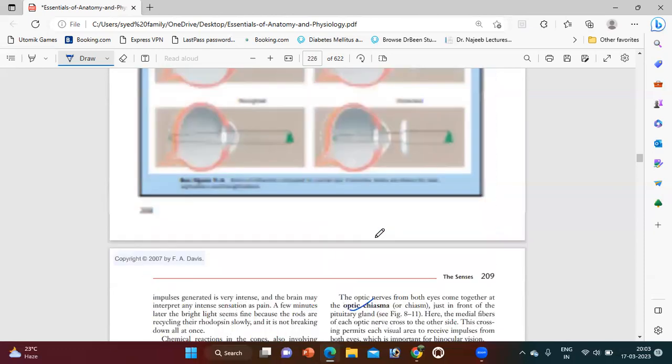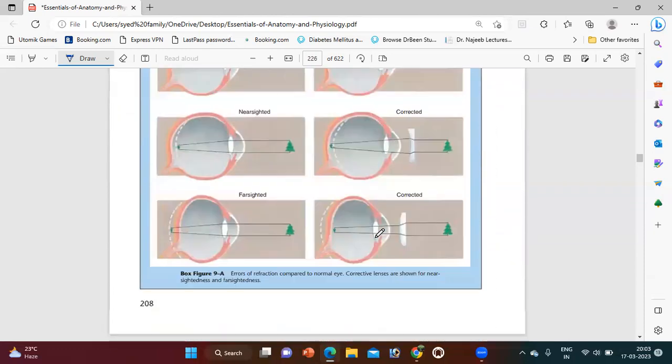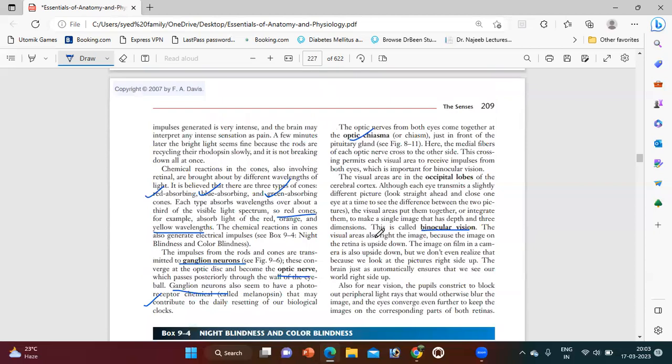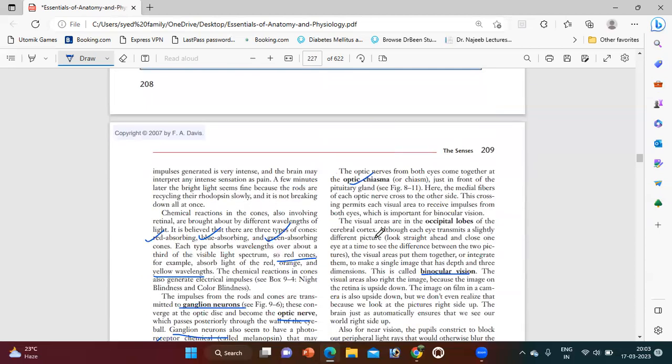So, basically here everything is explained in detail. We already talked about that. So basically the chemical reactions happen, and then the impulse is generated. Again, here it explains that we have three types of cones. What are those? We have red absorbing, blue absorbing, and green absorbing.